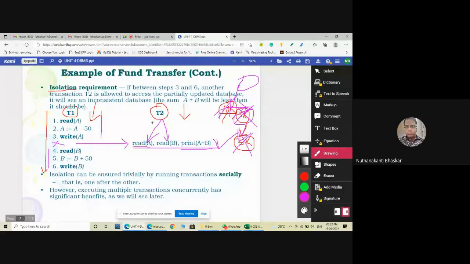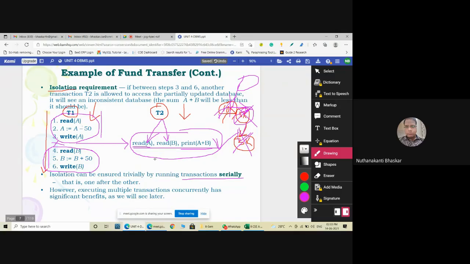So there is no chance of any inconsistency if these transactions are executing in an isolated way and executing serially. T1 executes its operations, then T2 executes its operations, then again T1 executes. First, second, third, serially, one by one. So these are isolated transactions. If you run the transactions in isolation mode, then we can achieve consistency. Clear?